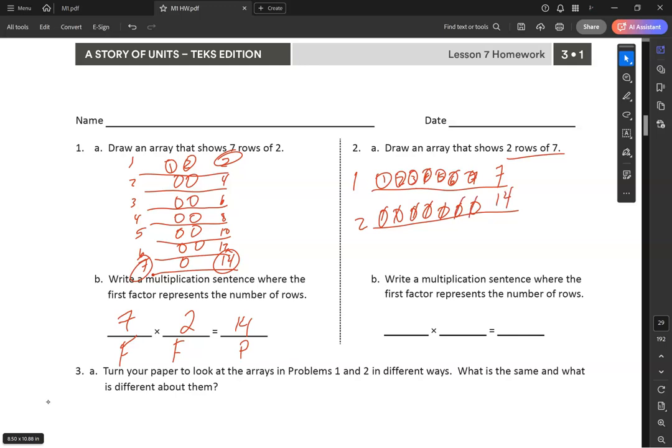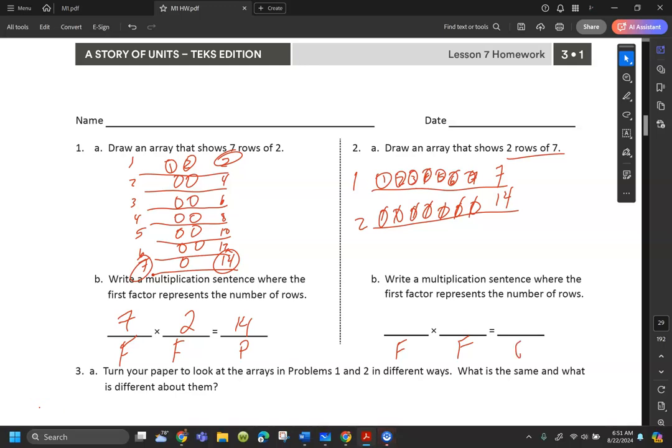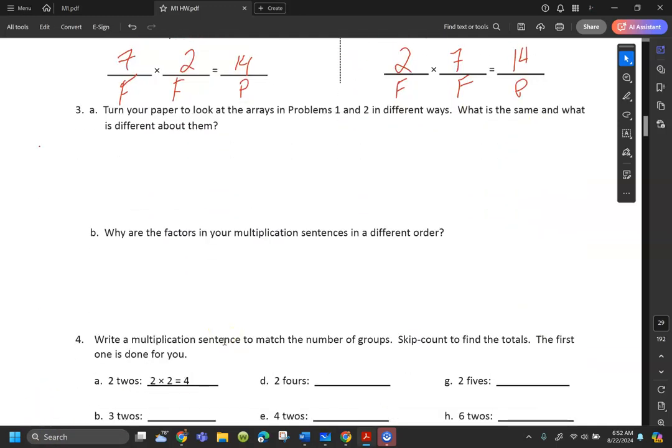Okay. Next, write a multiplication sentence where the first factor represents the number of rows. Remember, these are the factors, and this is the product. Product is the answer to a multiplication problem. So they want the first factor to represent the number of rows. We have 2 rows. We have 7 in each row. And the total is 14. All right, let's go to number 3.